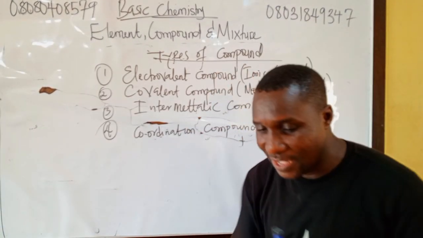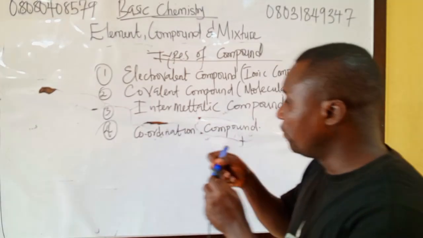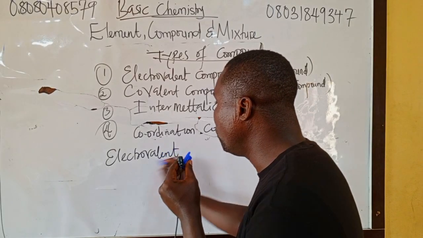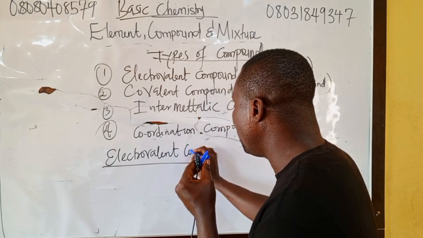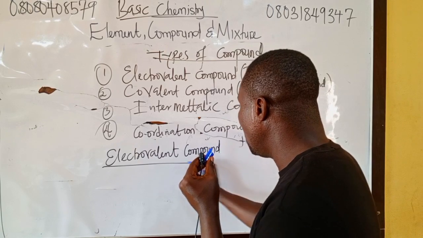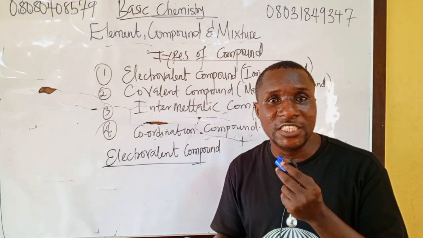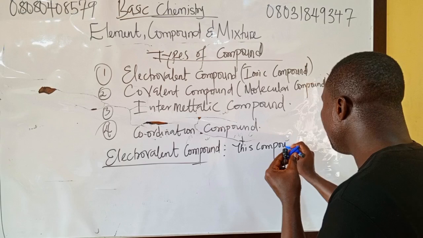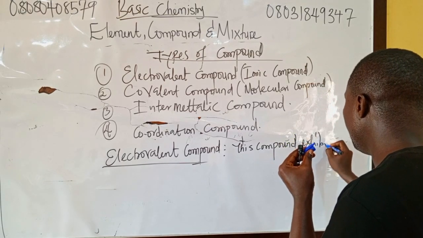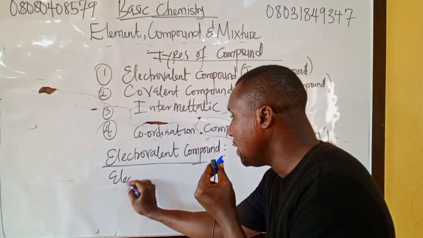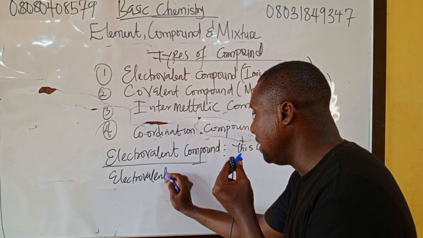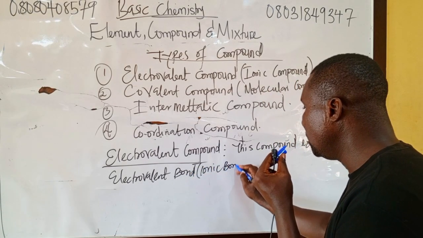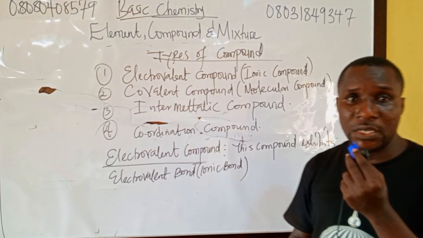Okay, let's move. Electrovalent compound. I'll just give you the simple meaning and how to identify the electrovalent compound. Simple meaning: electrovalent compound is a compound that exhibits electrovalent bond. And another name for electrovalent bond is what? Ionic bond. This compound exhibits electrovalent bond. That means ionic bond.